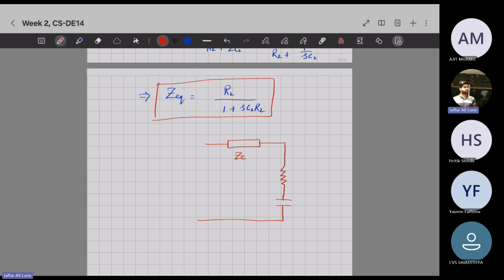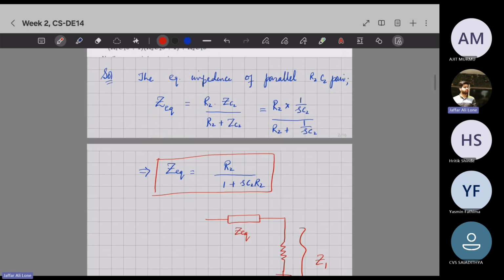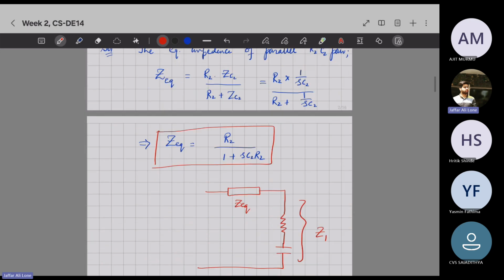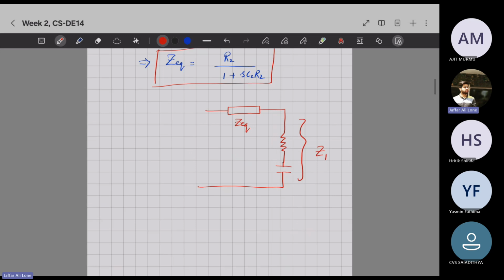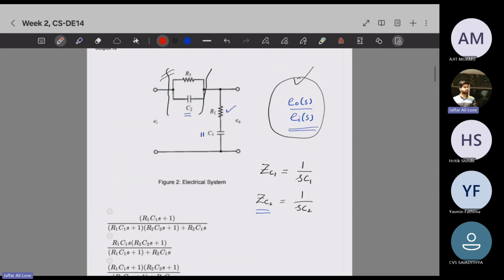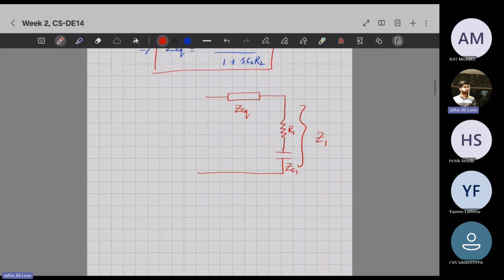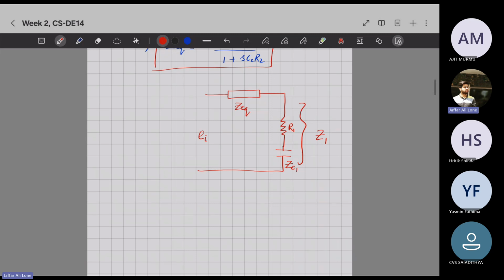This is our Z equivalent. This whole is our Z1. I think I've denoted it with ZC1, yeah, ZC1, and this is R1. Now we have to find, so this is my output voltage across this R1 C1 pair, and the input voltage is this. So here we have EI, and here across this we have E naught.